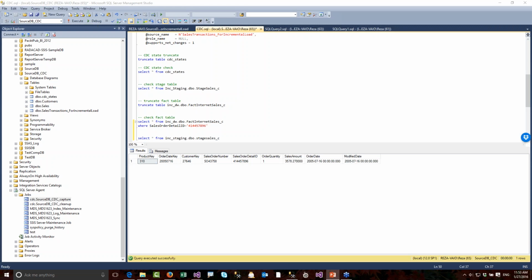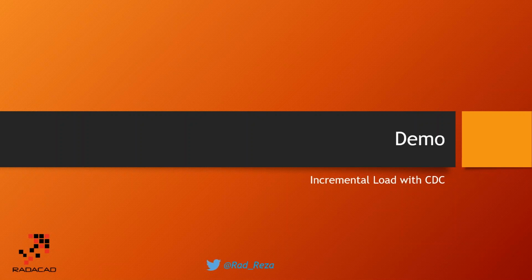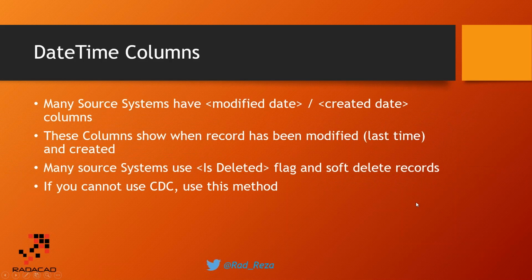Let's go back to the presentation. We won't have any time for going through other demos, but I'll explain a little bit about the datetime approach. So in the datetime approach, if you can't use CDC, just a very quick one: you have quite a lot of source systems that support modified date and created date. Sometimes they have columns like is deleted.